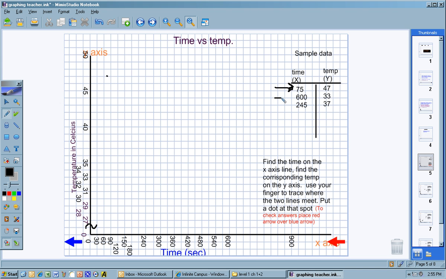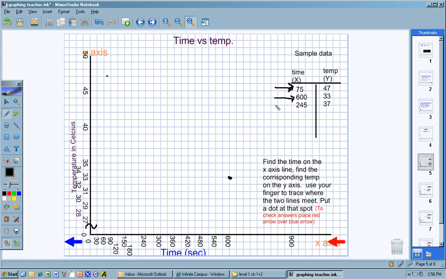This next one here, time is 600, so that brings us over to this spot here, and then up to 33. So up, up, up, and here's the 33. See, if I go over, there's 33. So here is where the next dot goes.